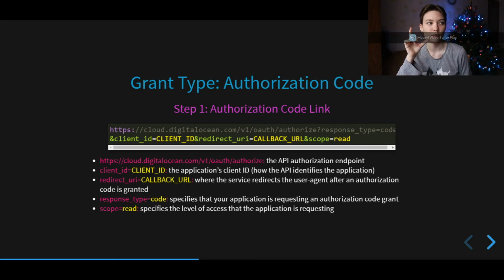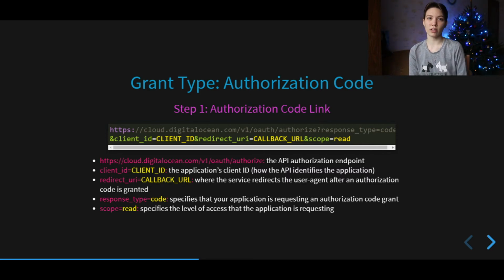First part of the link is the API authorization endpoint, and then client ID, the application's client ID, how the API identifies the application. Then redirect URI, it's where the service redirects the user agent after an authorization code is granted. Then response type code, which specifies that your application is requesting an authorization code grant. And the last, scope read, which specifies the level of access that the application is requesting.